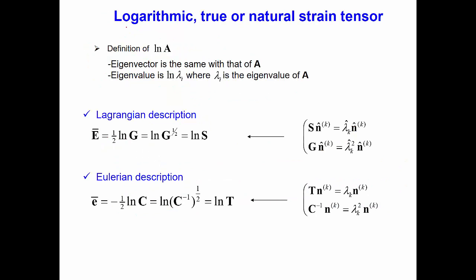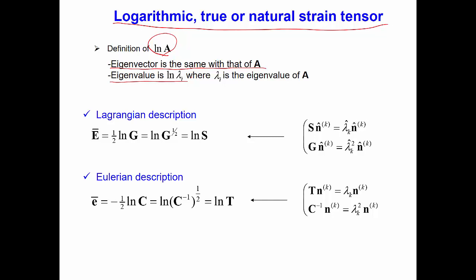Now we are going to study the logarithmic or natural strain tensor. First, we have to define the log matrix of A. The log matrix of A is defined by a matrix of which eigenvectors should be the same as those of the matrix A, and eigenvalues should be the same as the logarithmic values of the eigenvalues of the matrix A.